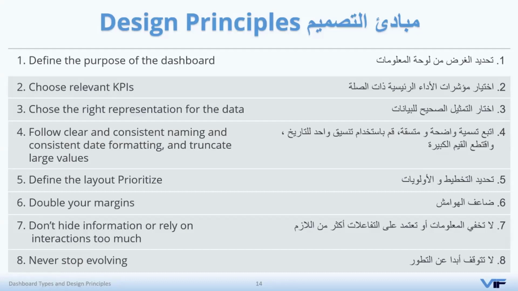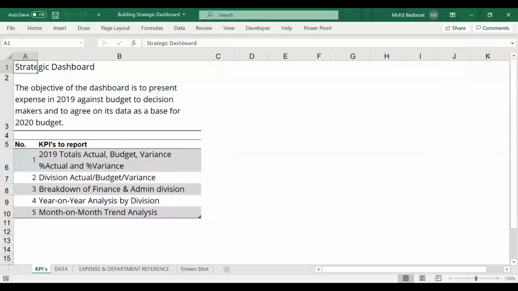So I'm going to right now change the screen to the following. And now that we see, we are going to build this dashboard. It's called the strategic dashboard. The objective of it is to show what the expenses in 2019 are against budget.